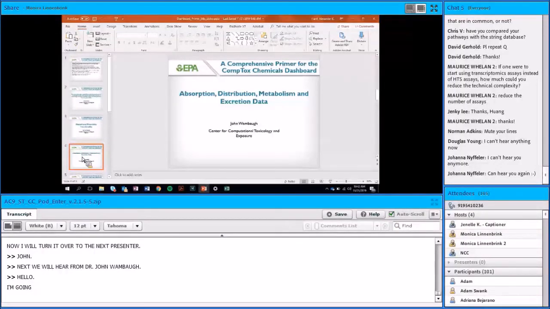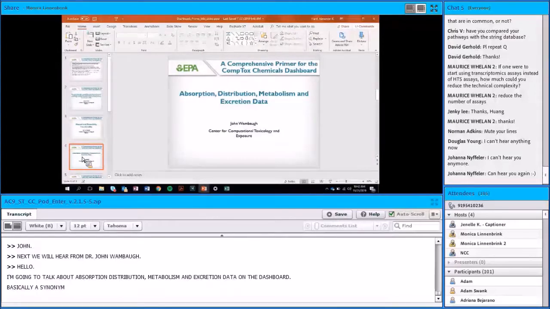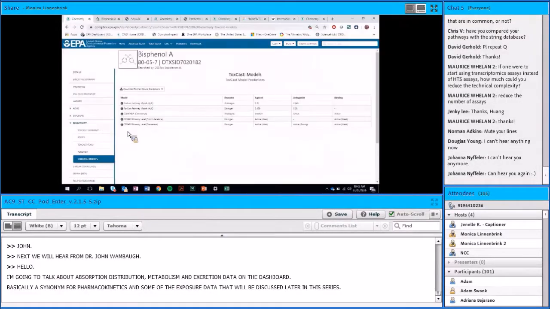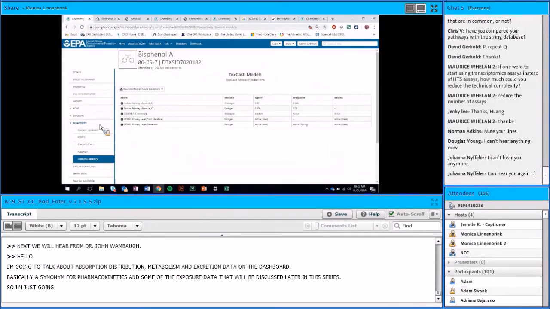Hello. So I'm going to talk about absorption, distribution, metabolism, and excretion data that's available on the dashboard. That is basically a synonym for what is called pharmacokinetics or toxicokinetics, and that allows translation between the bioactivity and hazard data that Dr. Paul Friedman was just discussing and some of the exposure data of what we actually get exposed to that will be discussed later in this series.